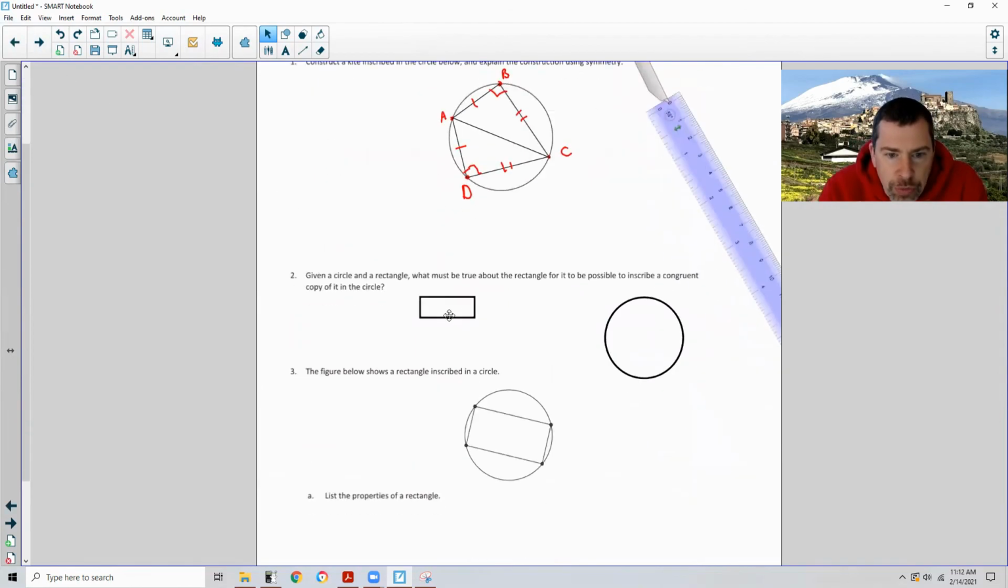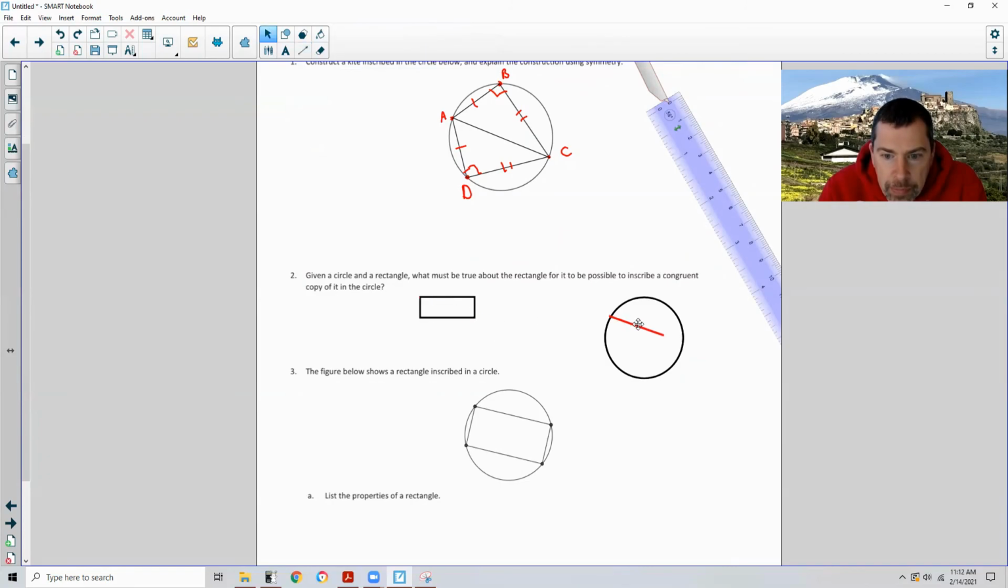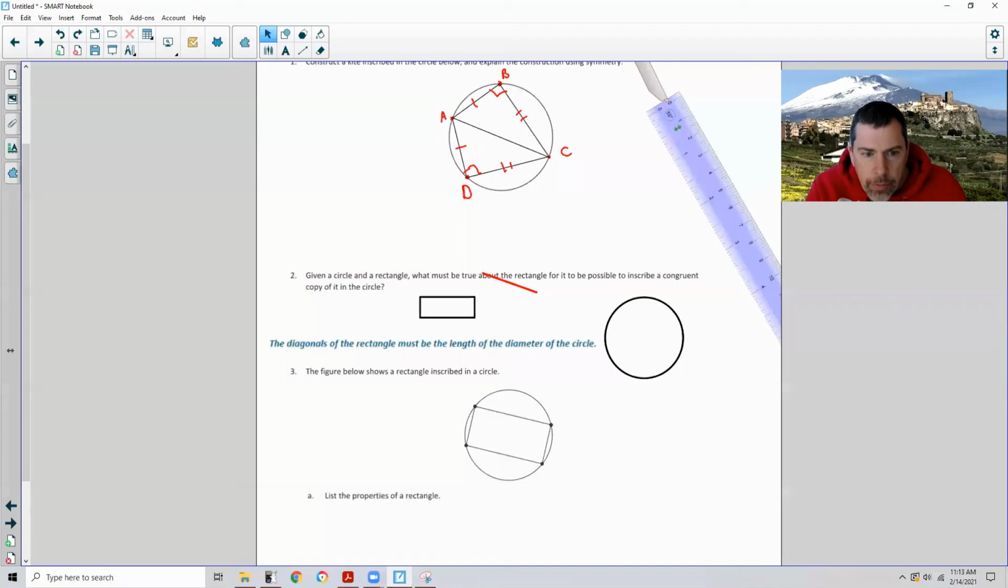In order for this rectangle to be inscribed in this circle, the distance from here to here must be the diameter. And obviously this is not a diameter because it won't reach. Okay, so the diagonals of the rectangle must be the length of the diameter of the circle. All right.